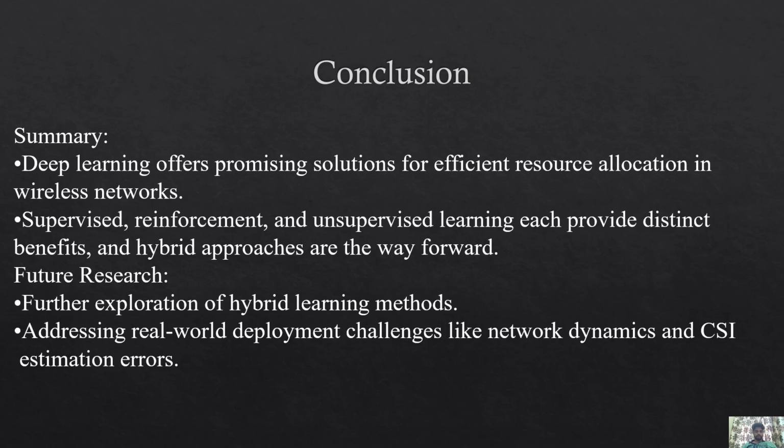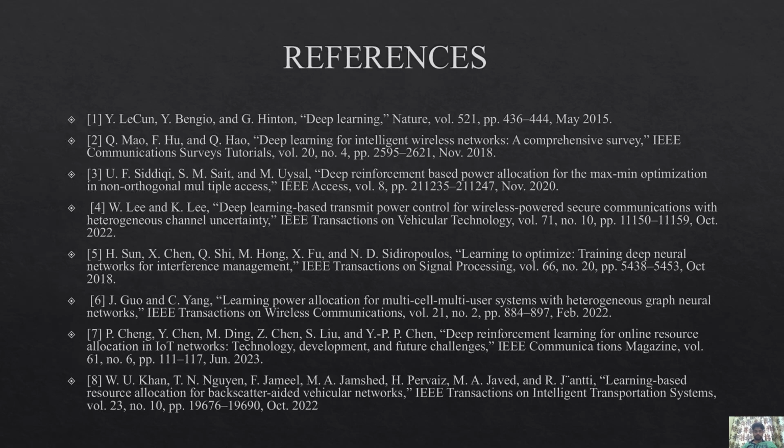Conclusion summary: deep learning offers promising solutions for efficient resource allocation in wireless networks. Supervised, reinforcement, and unsupervised learning each provide distinct benefits, and hybrid approaches are the way forward. Future research: further exploration of hybrid learning methods, addressing real-world deployment challenges like network dynamics and CSI estimation errors.